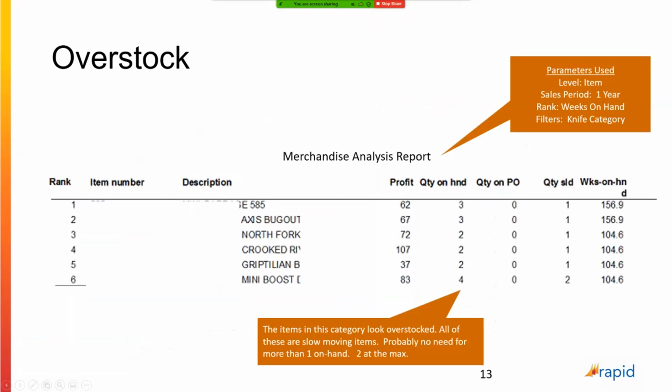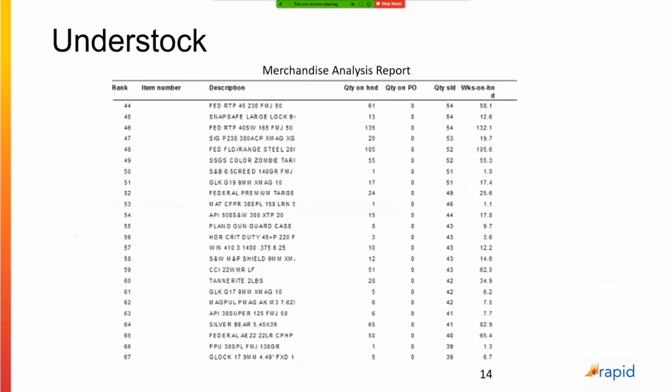I see that my quantity on hand is around 2, 3, or 4 on these top items, but I only sold 1 or 2 of them all year long. And so given this quantity on hand, I've got 104 weeks of supply. So it clearly says, hey, buyer, let's not purchase 3 of these anymore. We only ever need 1, and 2 at the max.